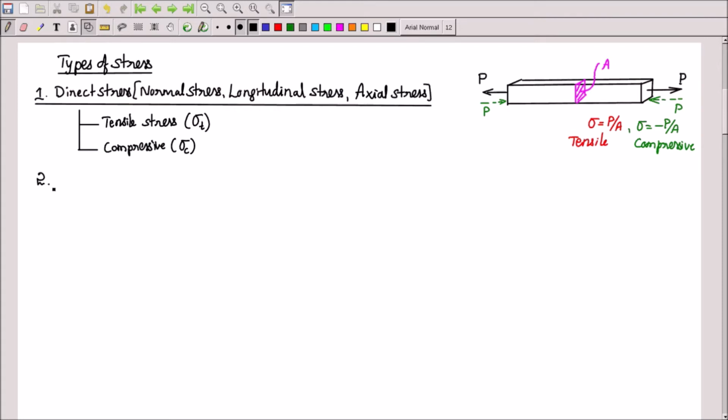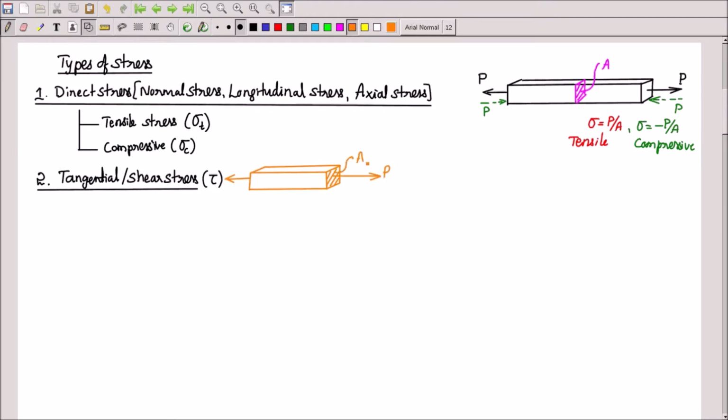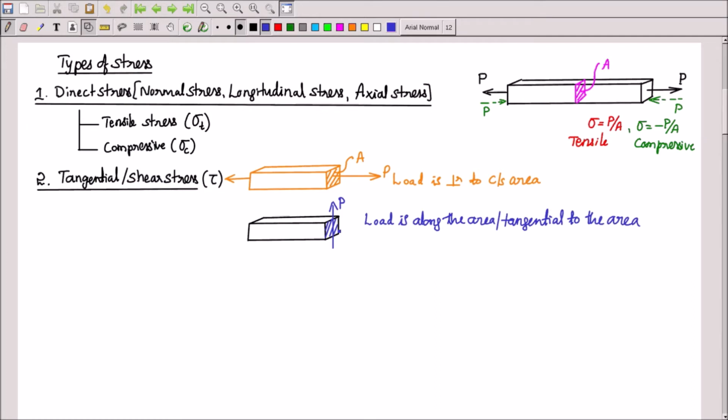The second type is called tangential stress or shear stress. In the previous case, if this is the bar and this is the load, this load P is normal to the cross section. That is why we called it normal stress. But tangential means it is along the area. If the load is along the area, then it is called shear stress. For example, on the same bar, if I apply the load like this upward, this load is called tangential load. Here also you can define stress as load by area, but the load is not normal to the area of cross section. It is tangential or shearing. So it is called shear stress or tangential stress, denoted by the letter tau.